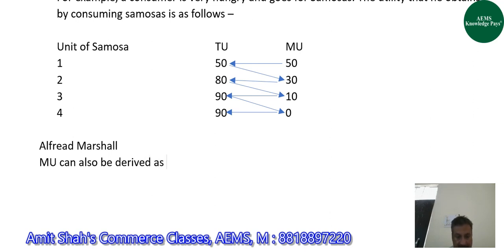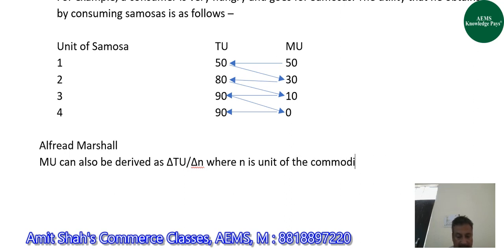Delta TU upon delta N, where N is the unit of the commodity being consumed.